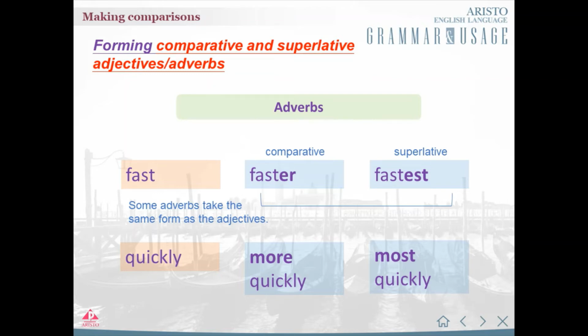For example, the adverb quickly is formed by adding ly to the end of the adjective quick. Therefore, when we form the comparative of the adverb, we have to add more to it, making it more quickly. Similarly, the superlative is most quickly.